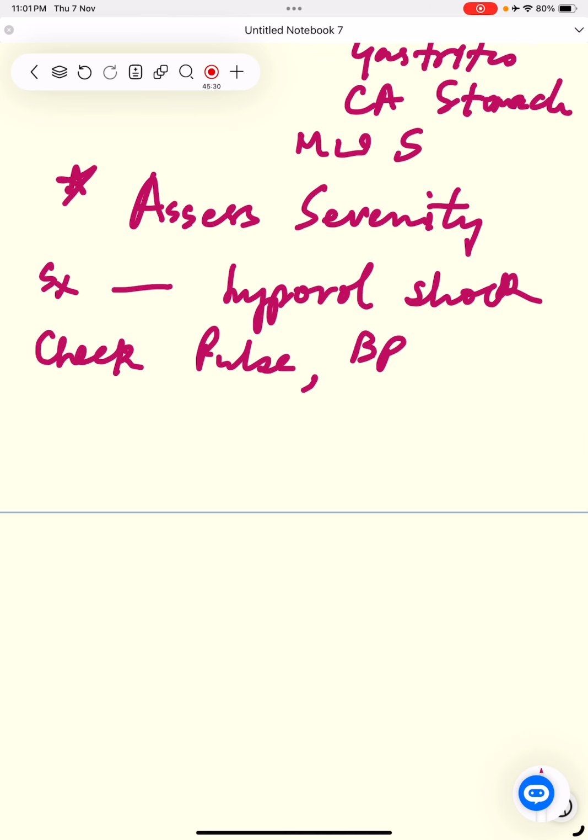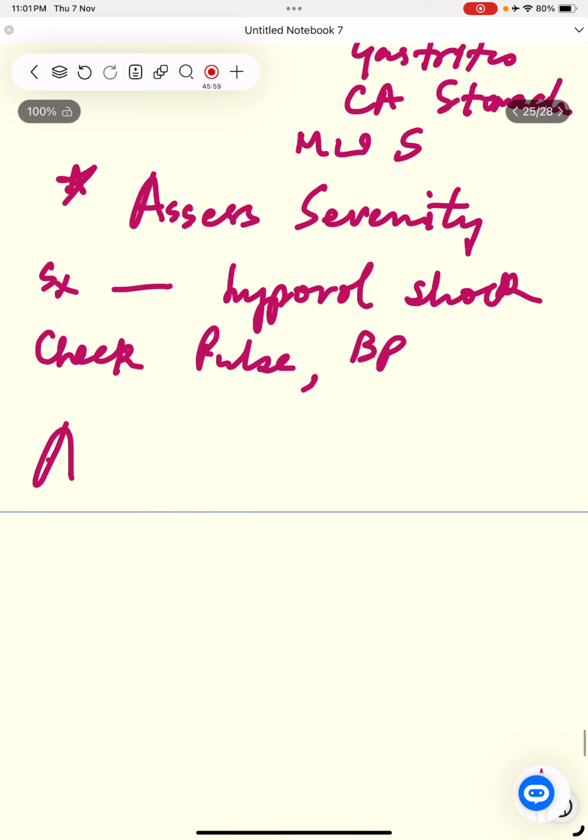Okay, if the heart rate rises by more than 10 per minute and the systolic blood pressure lowers by more than 20 mmHg, that means the amount of blood loss is 10 to 20%. So in this way, we must assess the severity of hematemesis. If it is 20 to 40%, then it is moderate. If it is more than 40% loss, then it is severe.